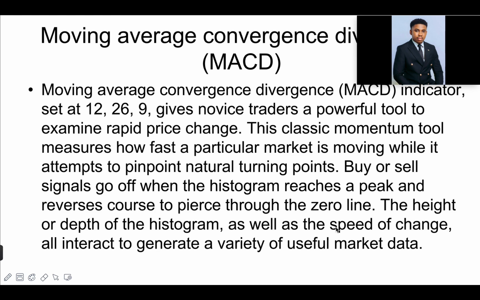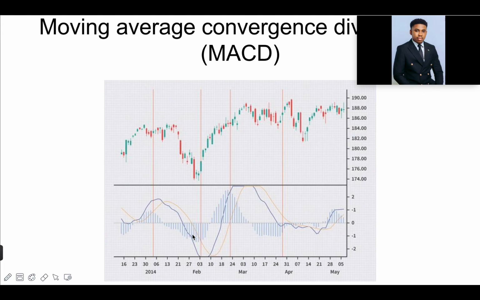The height or depth of the histogram, as well as the speed of change, all interact to generate a variety of useful market data. So this is what the MACD, moving average convergence divergence indicator, looks like. And you can see that when price is above the zero line and crosses towards the downside, it gives us a sell signal. As you can see here, price started to sell after this cross right here. And then at this point too, when the lines crossed over below the zero line, which is this straight horizontal line in the middle, we can see that price started to move to the upside. Same thing happened here. After the cross to the downside, price followed it to the downside. So this can give entry signals for trades for novice traders or beginner traders like you.